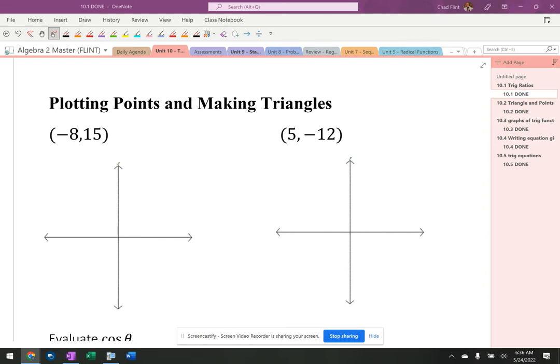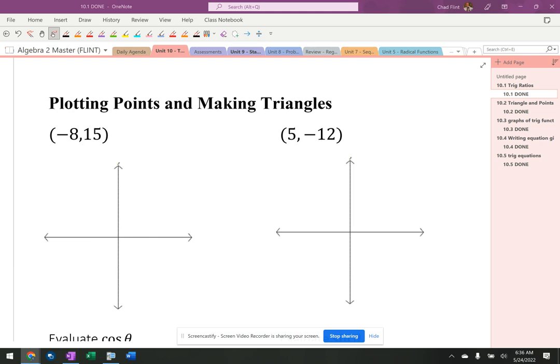This is probably the most important part about trigonometry angle things with Algebra 2: making these triangles and then figuring out what the sine, cosine, and tangent of these things are. Or we have the angle already and we have to use this concept to be able to figure out what the angle would be.